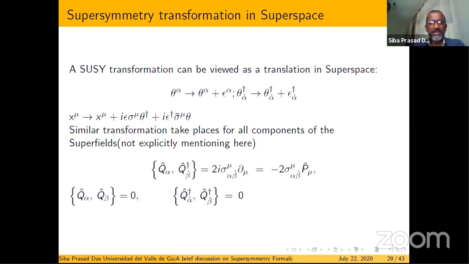Yeah. So this similar transformation takes place for all components of the superfield, although I'm not mentioning it explicitly. The idea is the main one. And now, since this is an operator, the Q alpha hat is an operator. Yeah, it is the Grassmann operator. It is a spin half operator.